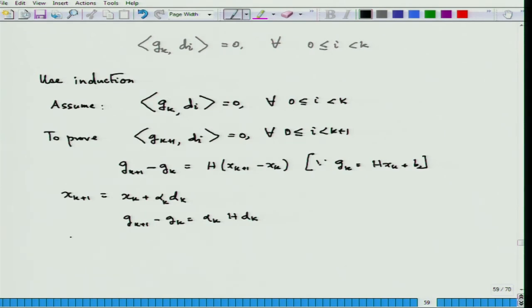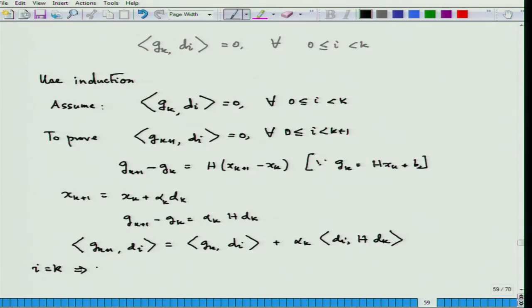Now, I take the inner product of both sides with d_i, for i. So, then I will get g_{k+1} d_i is equal to g_k d_i plus alpha_k d_i H d_k. Now, I have to prove this fact. So, basically I have to prove that for all i from 0 to k, this thing holds. So, first put i is equal to k and this implies that g_{k+1} d_k is g_k d_k plus alpha_k d_k H d_k.